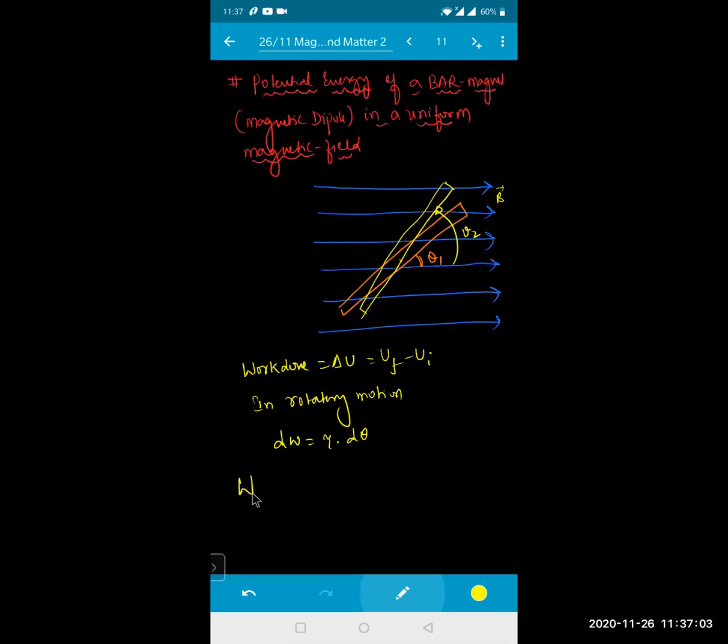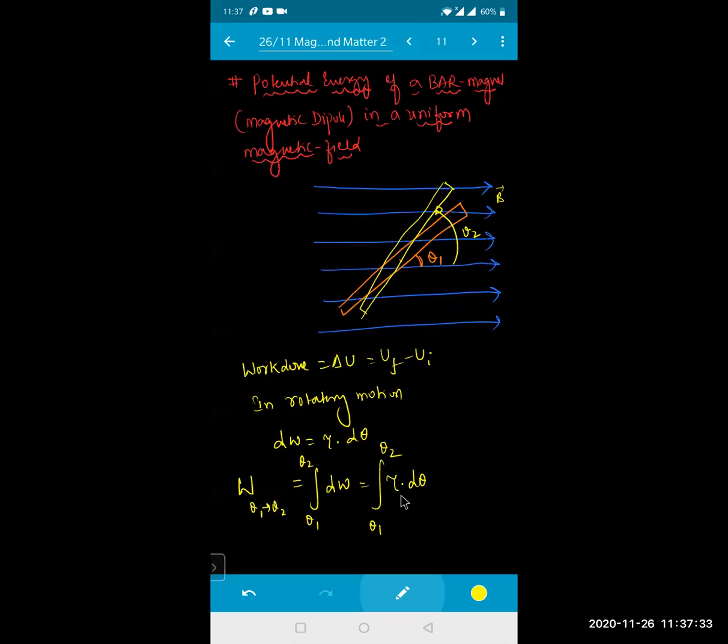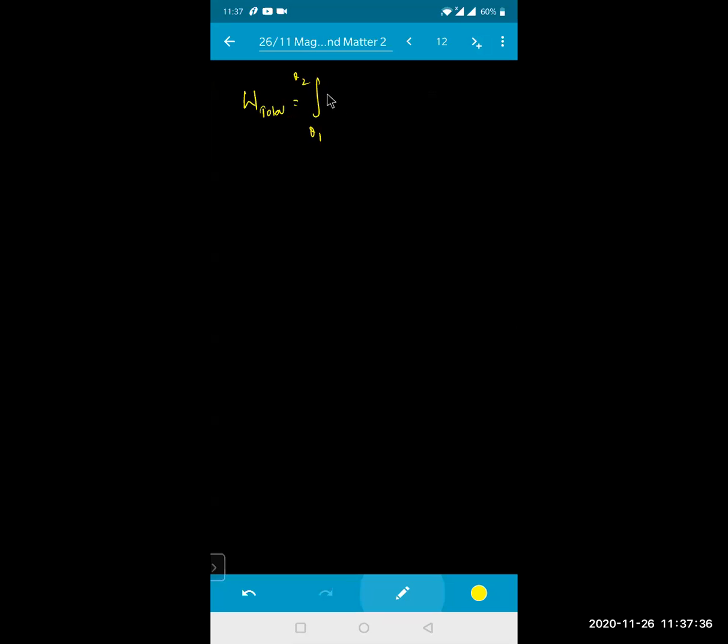So work done by me to rotate from theta 1 to theta 2 will be equal to, we need to do integral of dW from which angle beta? Theta 1 to theta 2, that is equal to integral of tau into d theta from theta 1 to theta 2. Simple integration. So total work done will be equal to integral from theta 1 to theta 2, and tau value is equal to how much? mB into sin theta. So this one is m into B into sin theta into d theta.